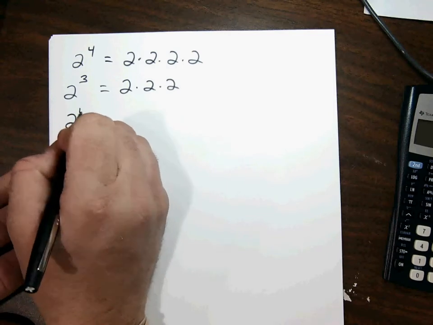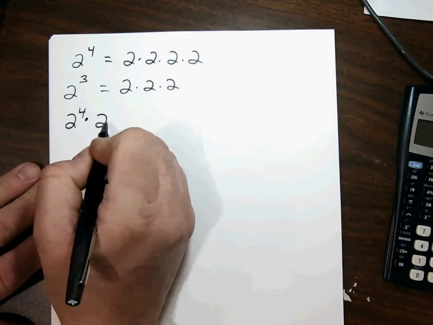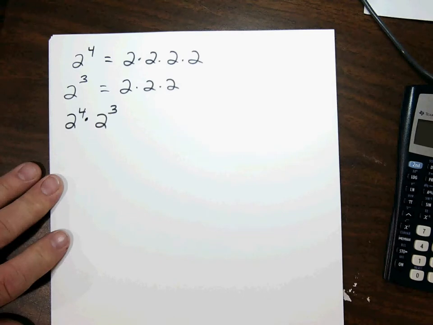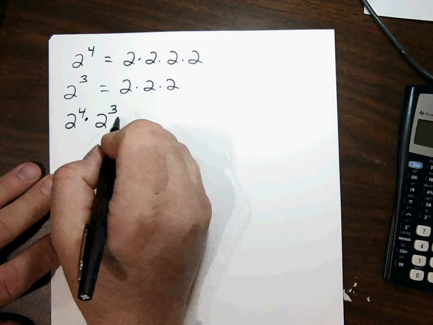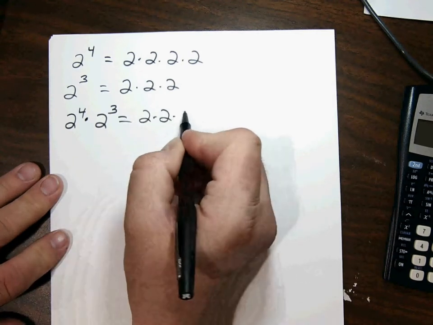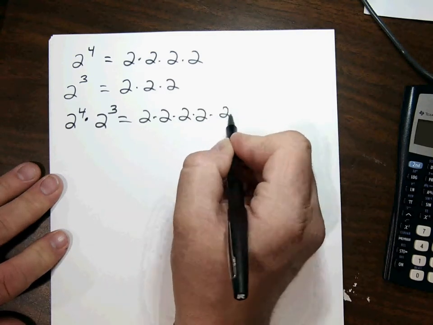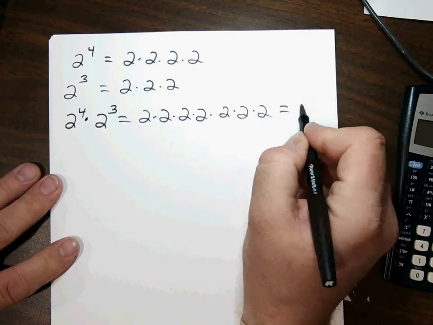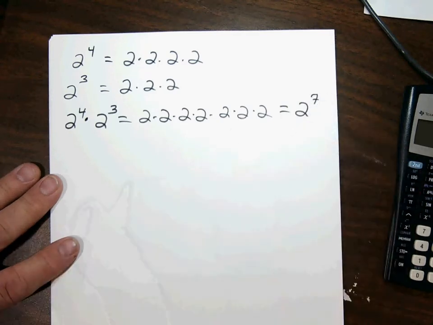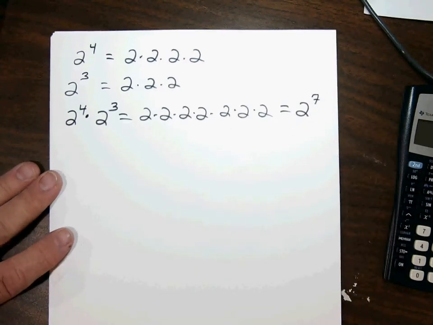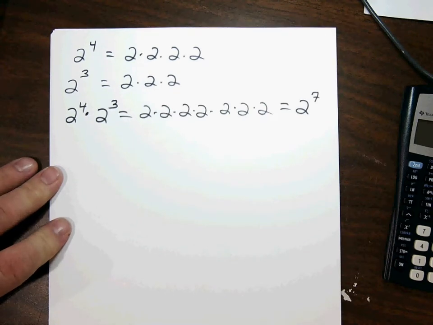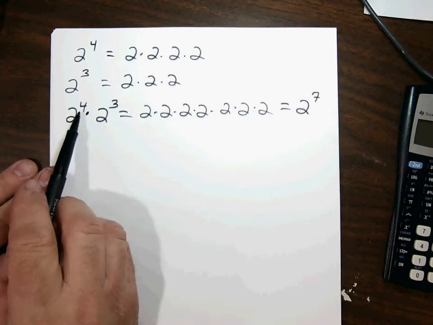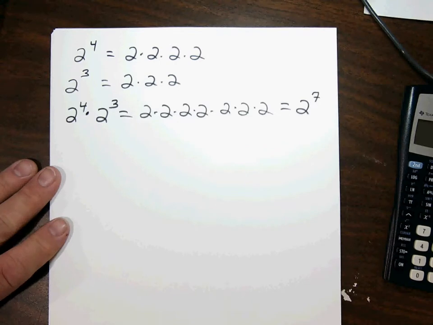So if I said, let's multiply 2 to the power of 4 times 2 to the power of 3, you'd say, well, I had four 2's on the first part, and then I had three more 2's, all multiplied together. How many 2's do I have sitting there? I've got 7 of them, right? So I could call that 2 to the power of 7. There's an easier way to get that 7 than all that hard work I just did. I'm going to take my exponents, 4 and 3, and add them together.